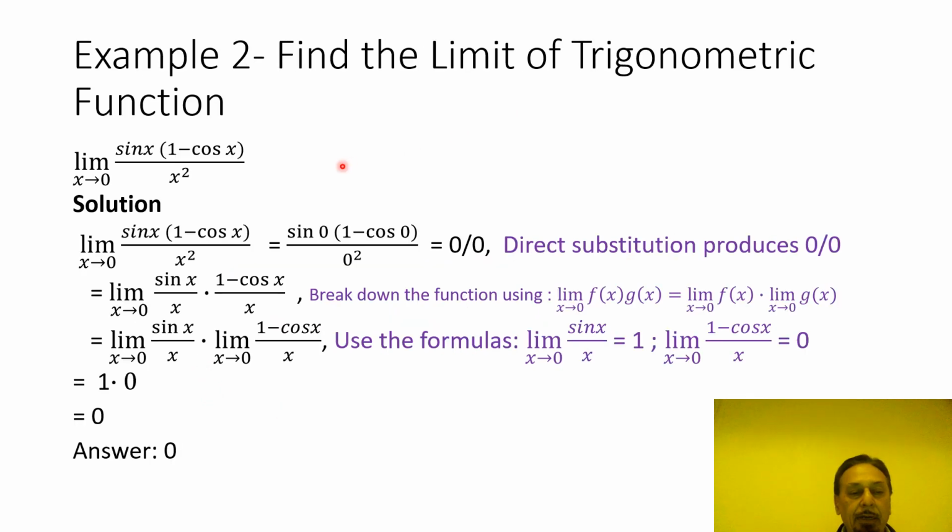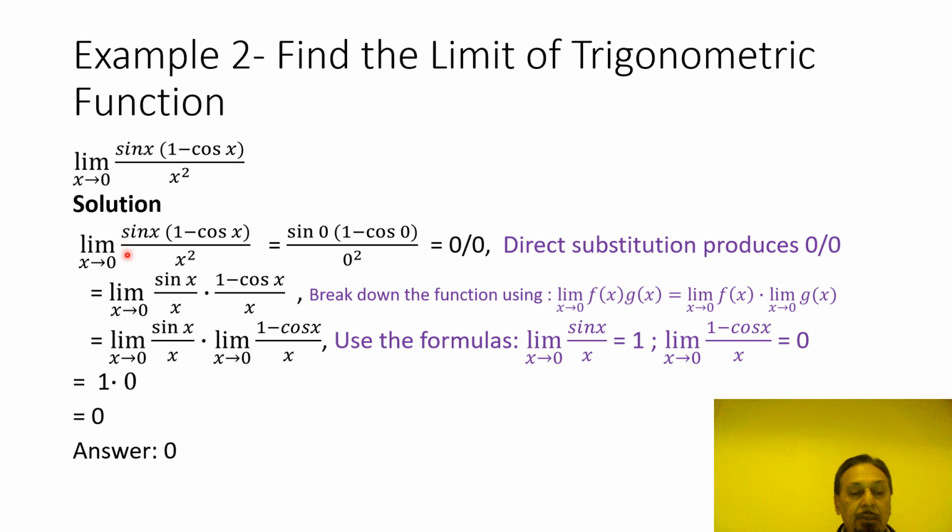Find the limit of the trigonometric function: the limit of sine x times 1 minus cosine x over x squared. Let's see if we do direct substitution. You have sine 0 times 1 minus cosine 0 over 0 squared. Sine 0 is 0, and 1 minus cosine 0 is also 0. So you get 0 over 0. Whenever you have 0 over 0, it's an indeterminate form.